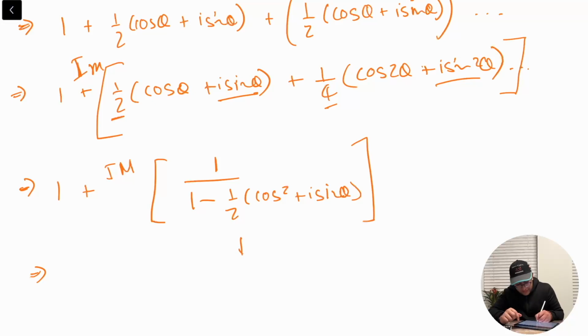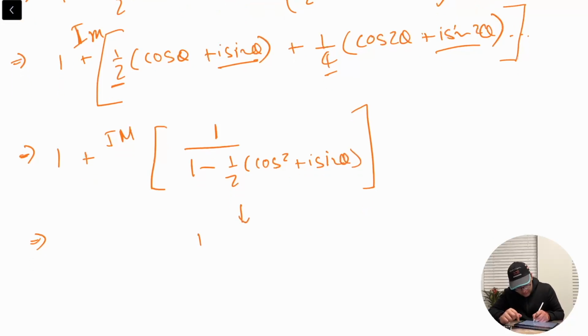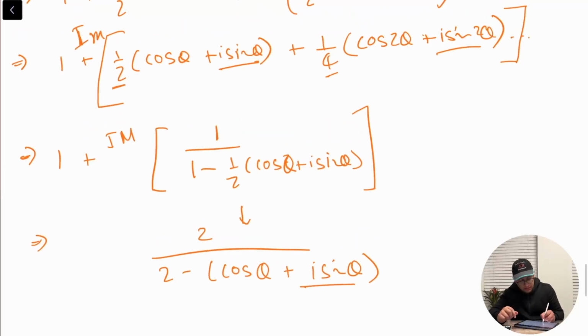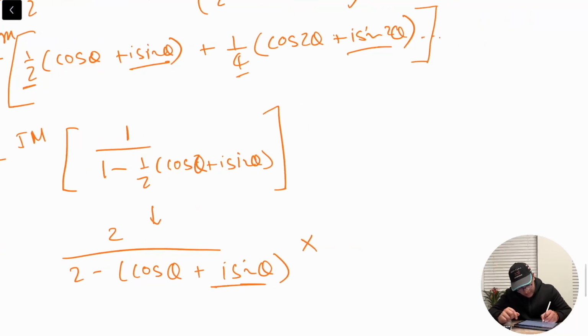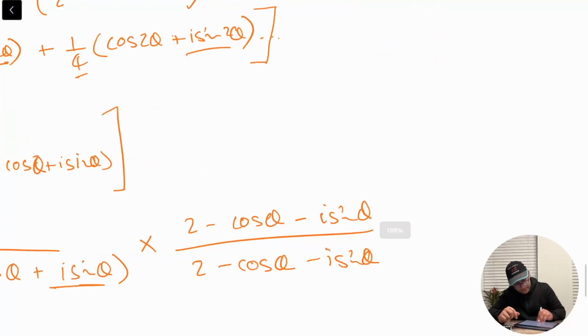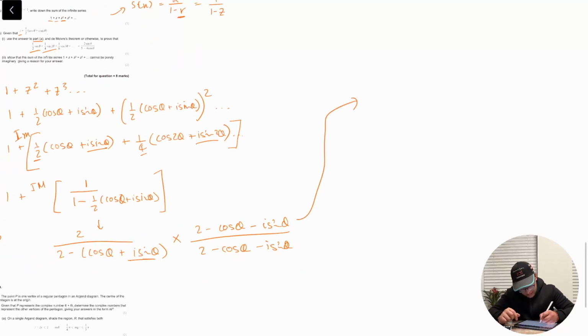Just solving this for now, this will give us 1 over, or let me bring the 2 up, actually, 2 over 2 minus cos theta plus i sine theta. So i is in the bottom, I'll have to rationalize this. So times this by 2 minus cos theta minus i sine theta over 2 minus cos theta minus i sine theta. Okay, let's carry this on over here.